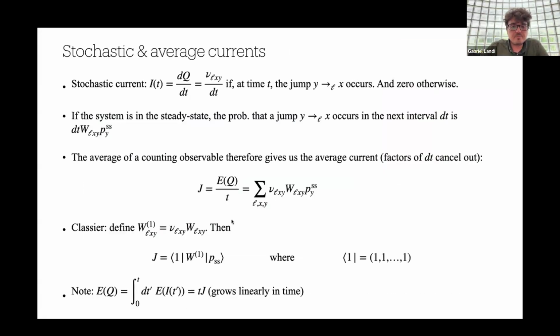Sorry. We can write this formula for the average current more compactly. So I'm going to define a matrix that I'm going to call W1, which is just the entry-wise product of nu and W. And then we can write this average current as just the sandwich of W1 between the steady state and this special state 1, which is just a vector with all entries equal to 1. So this is a compact formula for the current. For those of you who are more familiar with the quantum version, this is the classical analog of taking the trace of a density matrix.